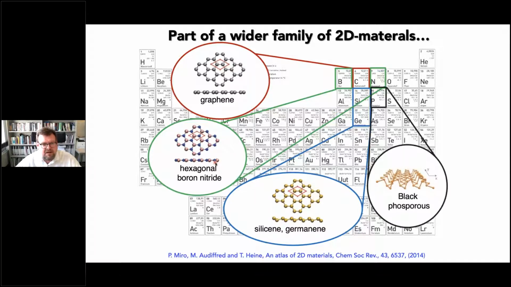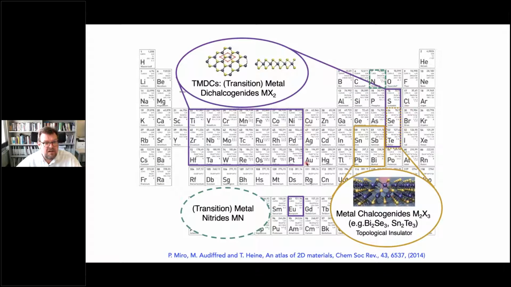There are other materials, I don't have time to talk about them, of course, but what I wanted to mention is all of these different 2D materials have kind of interesting properties. Graphene, silicene, germanene are all Dirac point materials. Boron nitride, I've told you, is an insulator, and black phosphorus turns out to be a rather difficult to handle semiconductor.